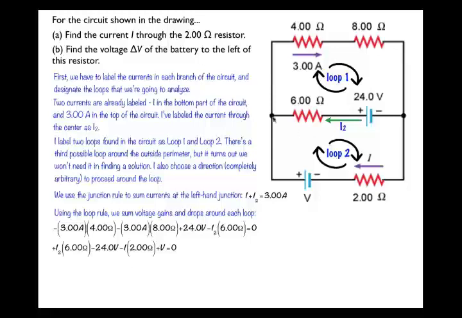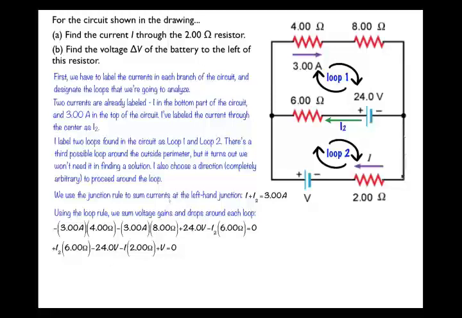Let's write a loop equation for the bottom loop. So again, if I start at this same spot and proceed around the loop in the clockwise direction, in this particular bottom loop I would pass left to right through the 6 ohm resistor against the direction of current I2, so that would be a potential gain, plus I2 times 6 ohms. I would pass through the battery from the positive side to the negative side, and that would be a drop in electric potential, so that's minus 24 volts here.